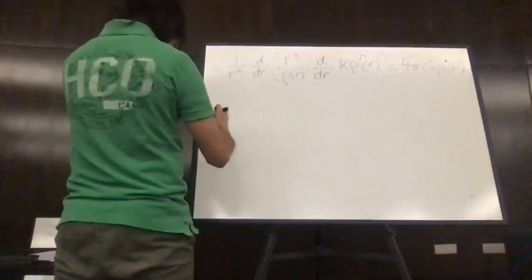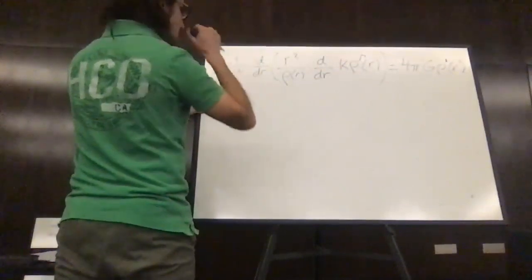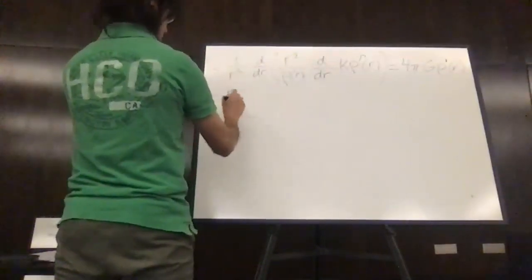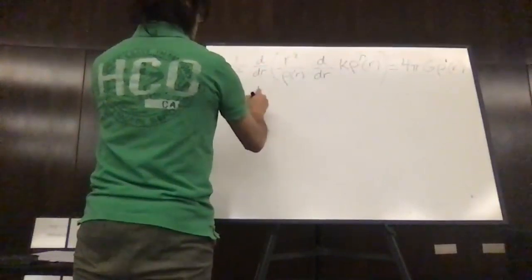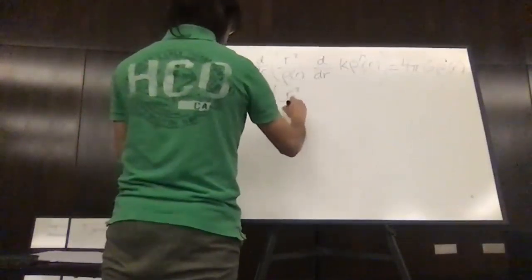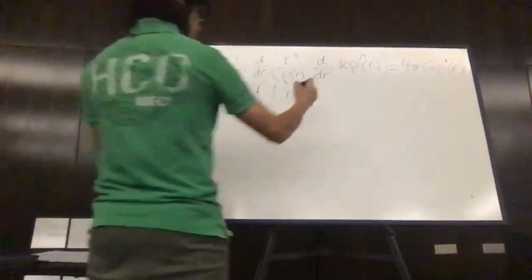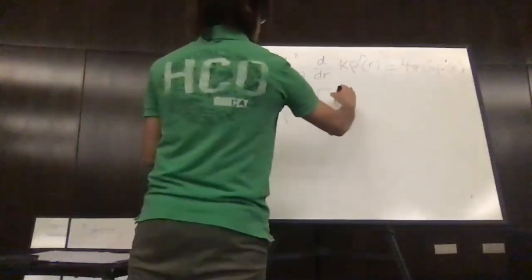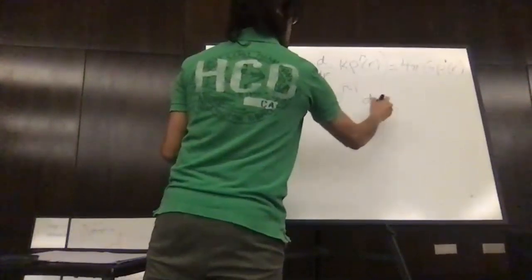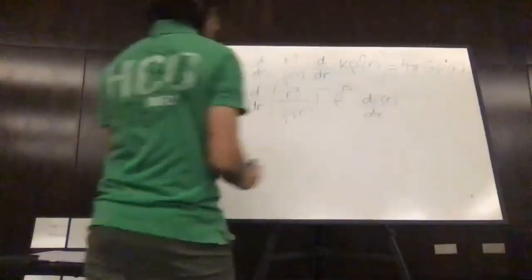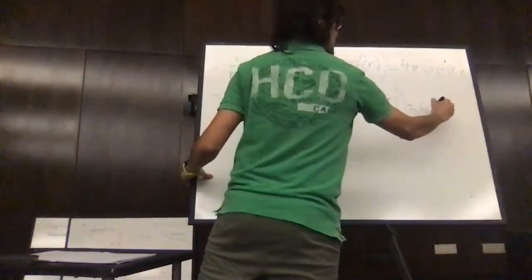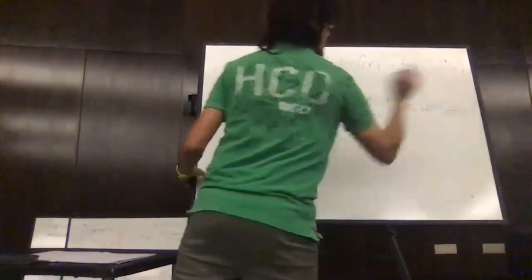So let's look. The K, we can take it out of the way. It's going to be gamma rho to the gamma minus 1, d rho, which is a function of R, dr, that is equal to 4 pi g rho r.